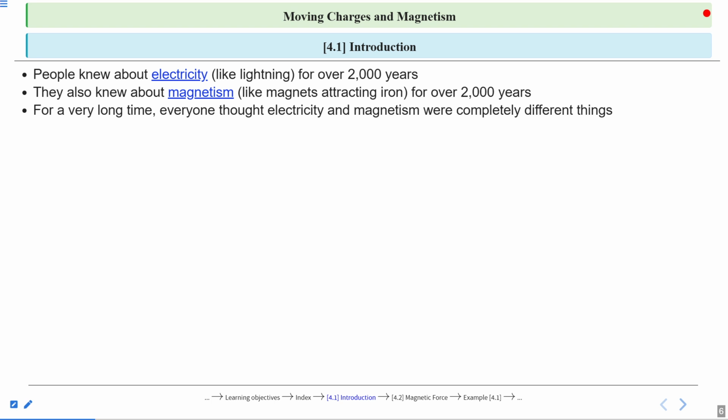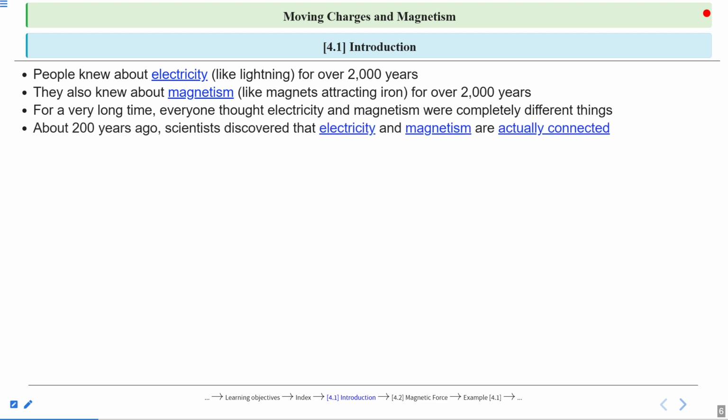For a very long time, everyone thought that electricity and magnetism were completely different things. They didn't know the deep concepts of these two phenomena, and they also didn't know that they are interconnected. So about 200 years ago, scientists discovered that electricity and magnetism are actually connected.